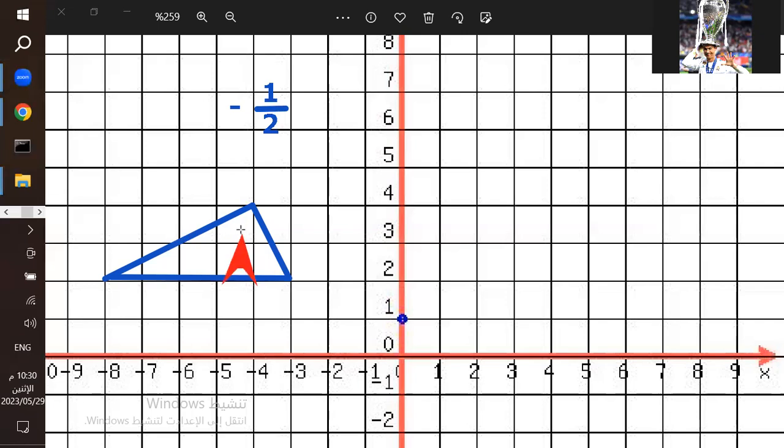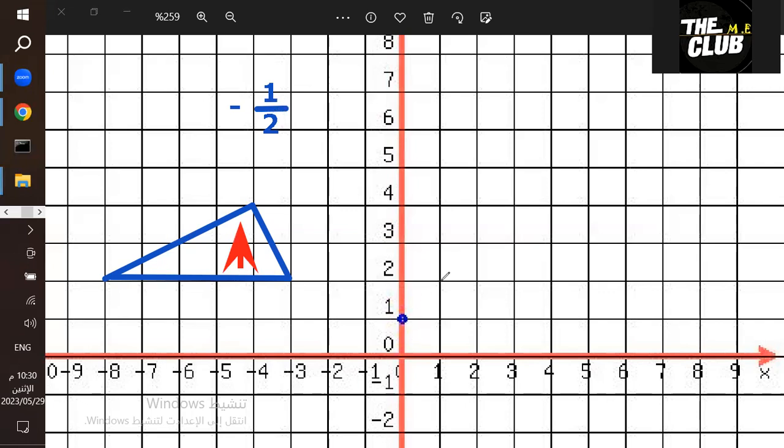A negative scale factor means flip. A fractional scale factor means what? It means smaller. Good, a smaller shape. The distance between the center of enlargement and the new shape is less, depending on the fraction. The word fraction by itself means smaller.